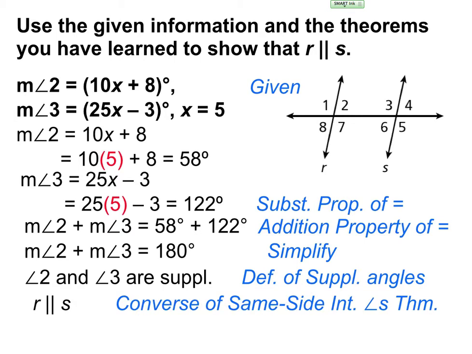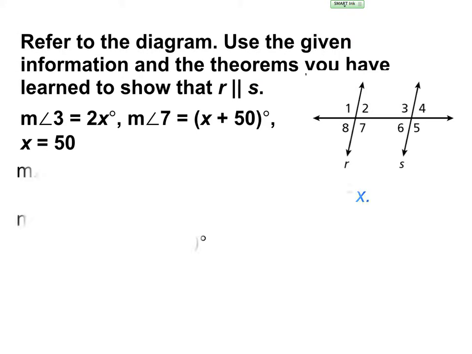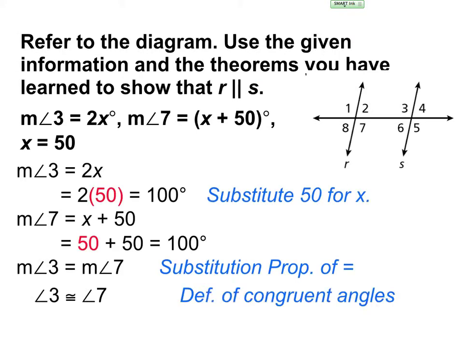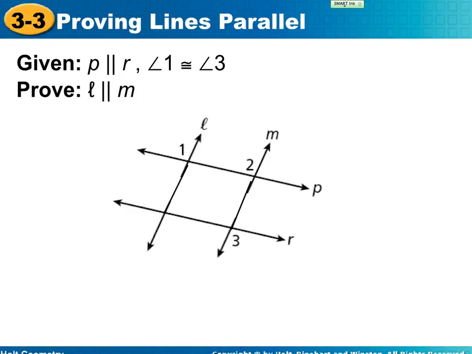We can get the lines parallel by converse of same side interior angles there. So it's like a step-by-step proof, that's what you're kind of doing. All right, let me skip through a couple examples, get to an actual proof. We'll see if we can put some thoughts together and then spend whatever time we have left on an assignment.